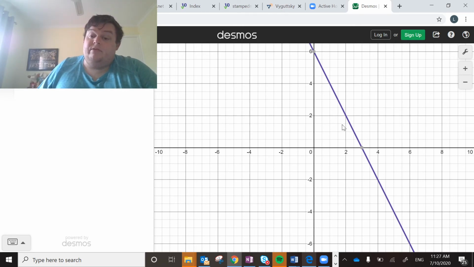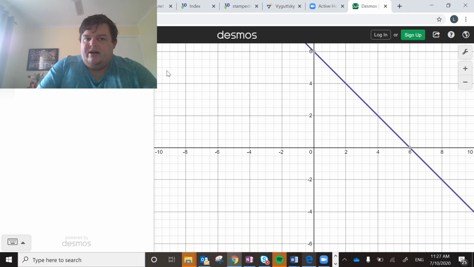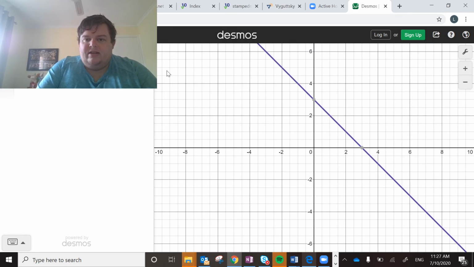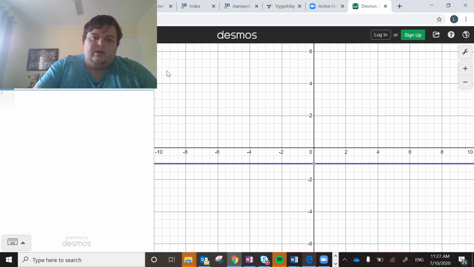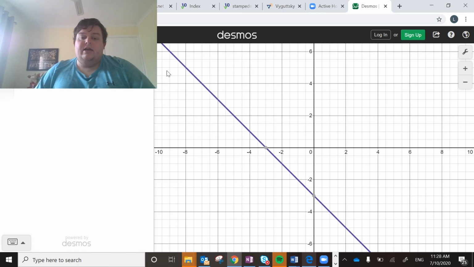So I want you to play around with it. There are a few different graphs that are going to be on this sheet, and see if you can figure out what effect changing this number has. What effect does that have on the graph? And what effect does changing this number have? You can change this to a -2 if you want, and see what effect those have. See if you can figure out what changing this number and this number does.